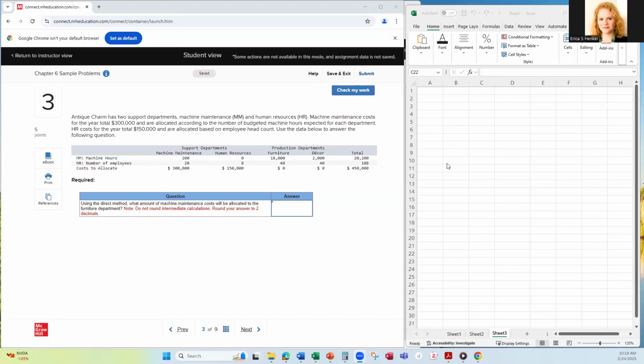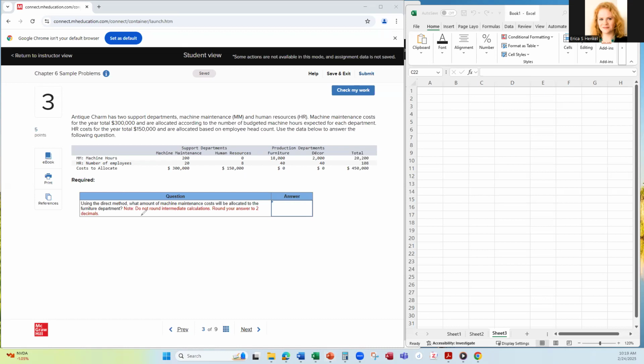Hello, class. On Friday, we talked about the direct method for allocating support department costs. Under the direct method, we basically assign department costs to the production departments, and we do not distribute any of the support department costs to the other support department. So in this case, we've got Antique Charm that has two support departments, machine maintenance and human resources, that they need to distribute with a total of $300,000 in cost.